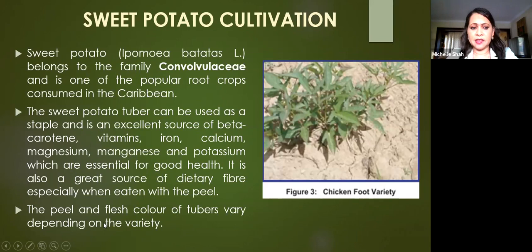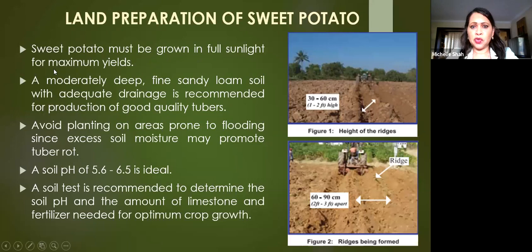Land preparation. Sweet potato must be grown in full sunlight for maximum yields. Moderately deep, fine sandy loam soil with adequate drainage is recommended for production of good quality tubers. Avoid planting in areas prone to flooding, since excess soil moisture can promote tuber rot. Soil pH of 5.6 to 6.5, and a soil test is recommended to determine pH of soil and the amount of limestone and fertilizer needed.